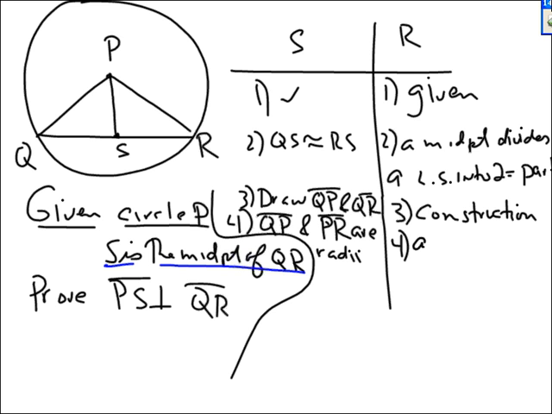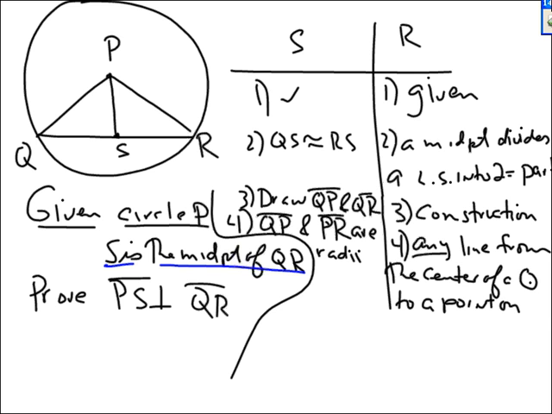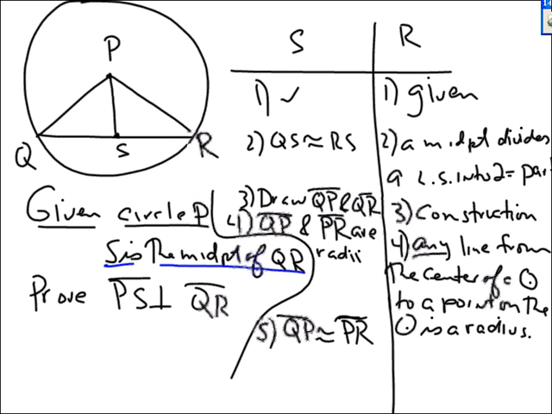And the reason is any line from the center of a circle to a point on the circle is a radius. Now I have that they are radii. So now statement 5 is I can say that QP is congruent to PR. Have to nail down everything. Can't leave any detail not explained or left out. The reason: all radii are equal in length. Okay, number 6.